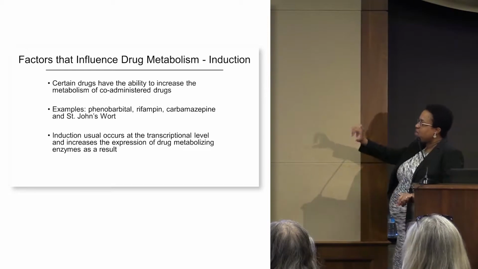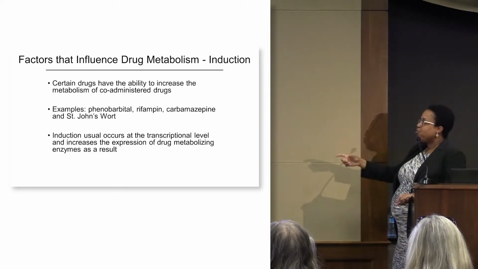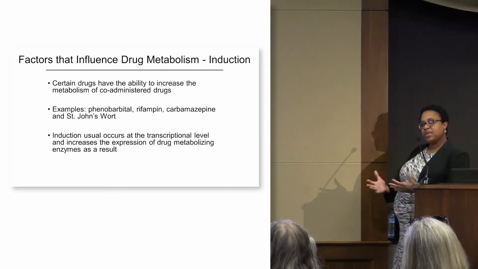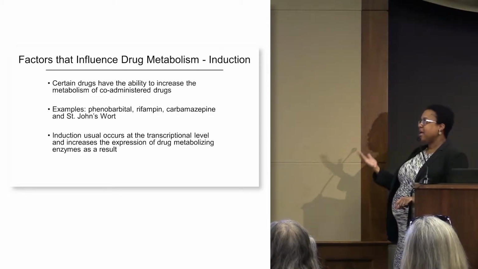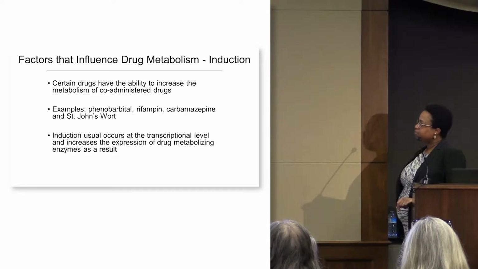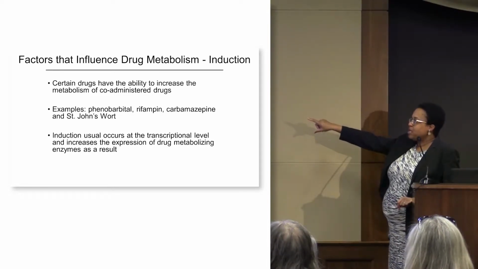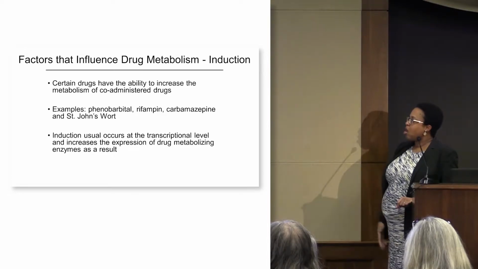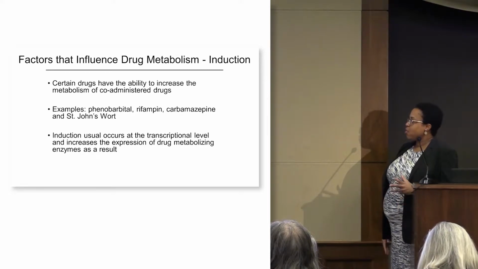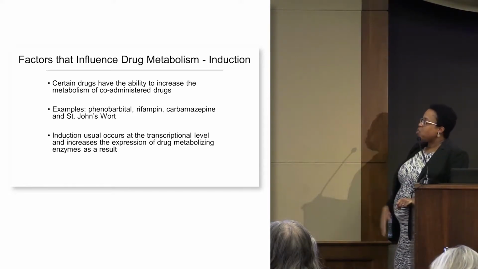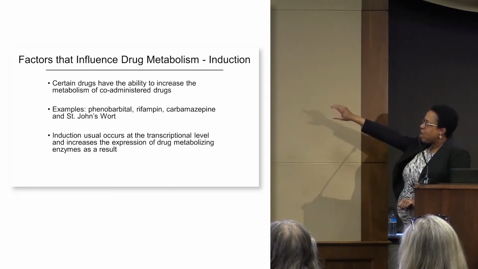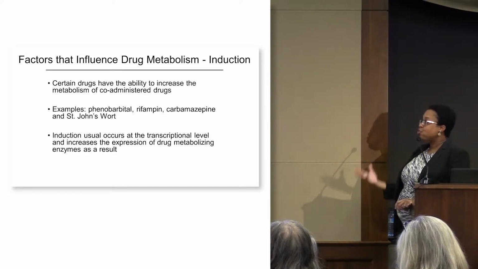So with induction, as we just mentioned in the acetaminophen example, what essentially can happen is I can be taking two drugs. If one happens to be an inducer of drug metabolism, and I'll tell you in a minute how that happens, it's going to impact the other drug. It's going to make me metabolize the other drug more, for instance. Some commonly used examples are phenobarbital and carbamazepine, which are used for seizures, rifampin, an antibiotic used for tuberculosis, and St. John's wort, from a plant, that people take for mood. These drugs are able to induce drug metabolism.